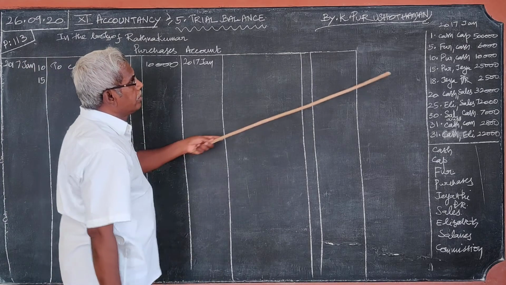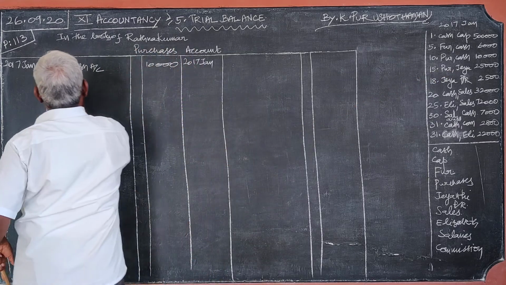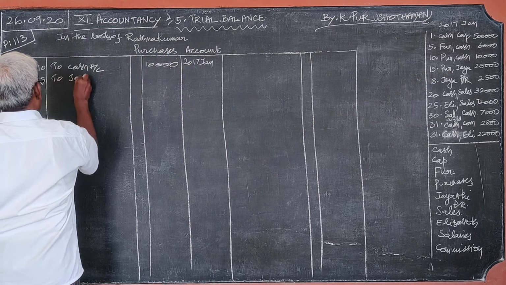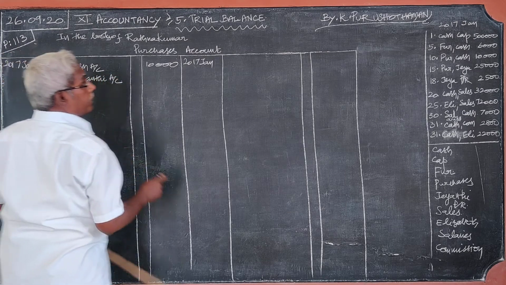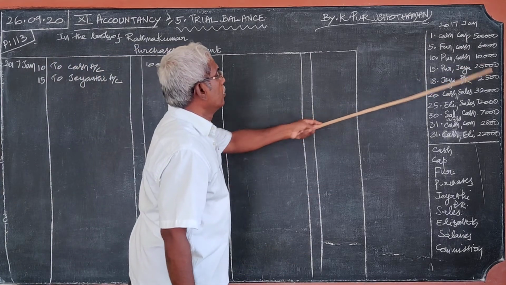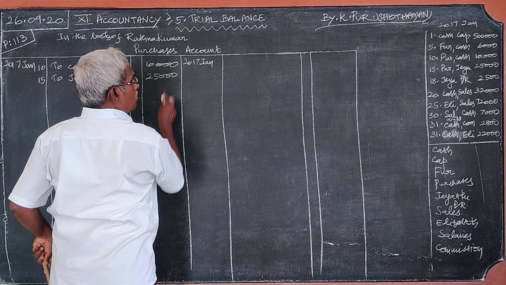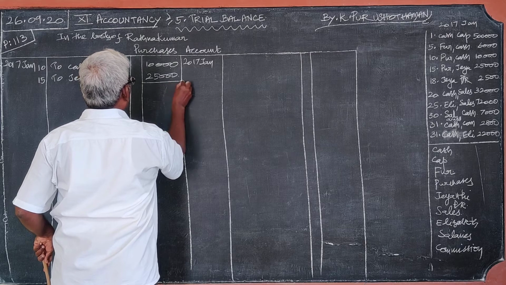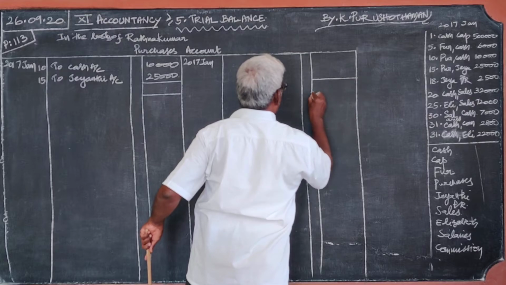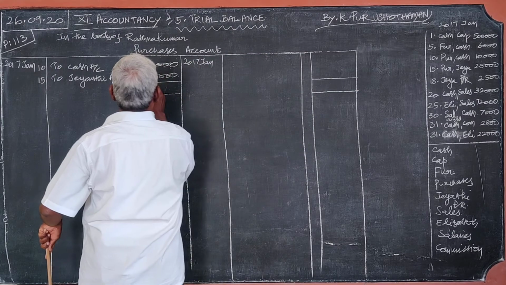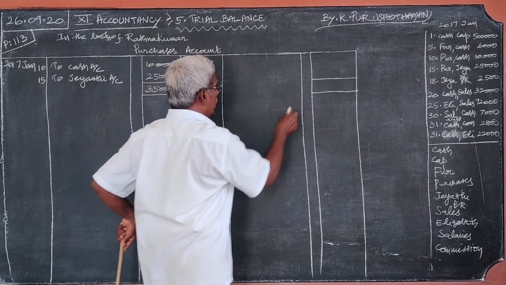And on 15th, to Jayanti account, 25,000. No more entry for purchases, so we can close. Here 35,000, there 0. The greater total I write on both sides.